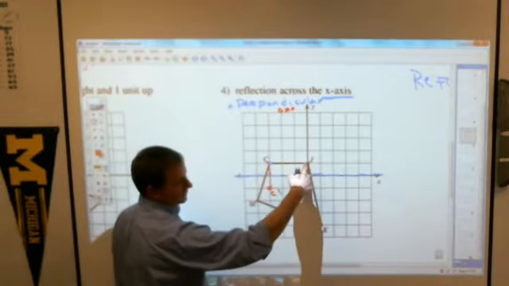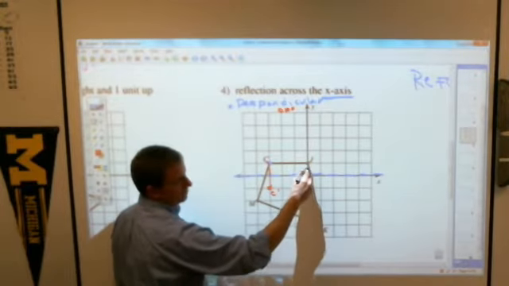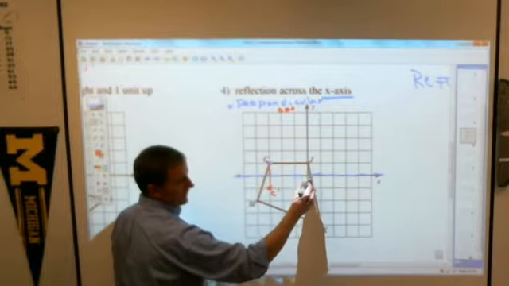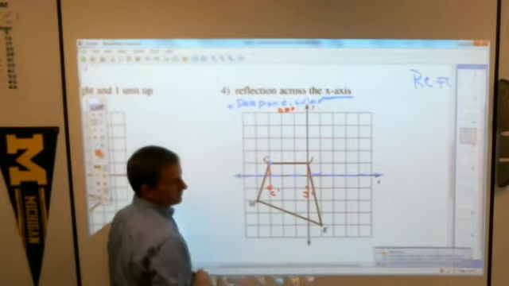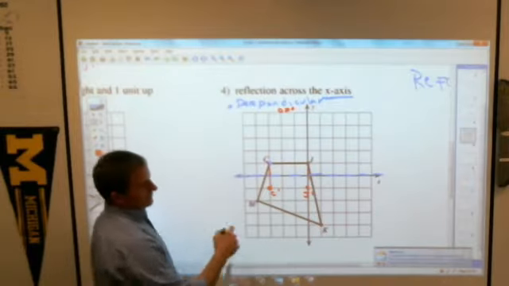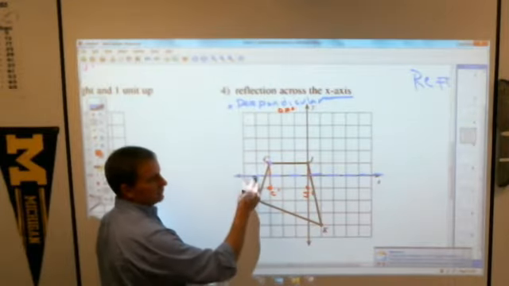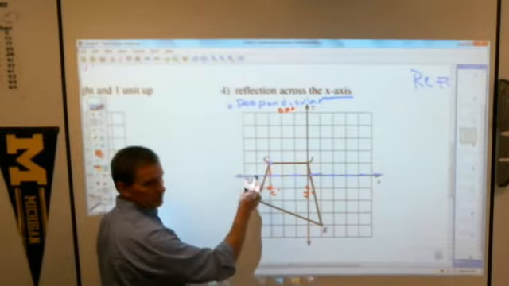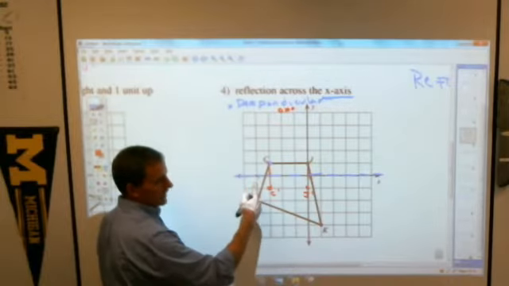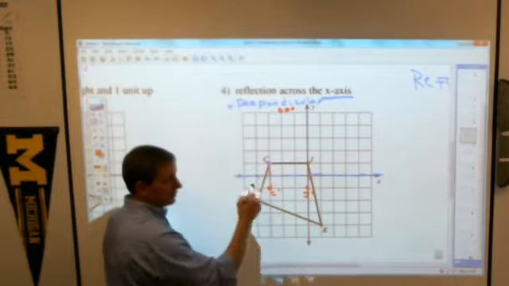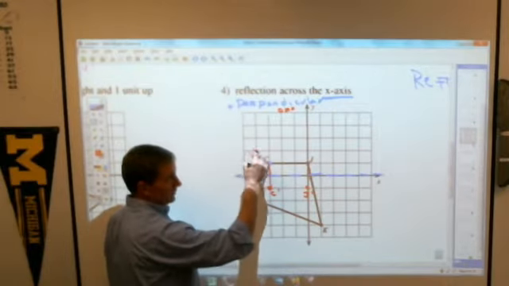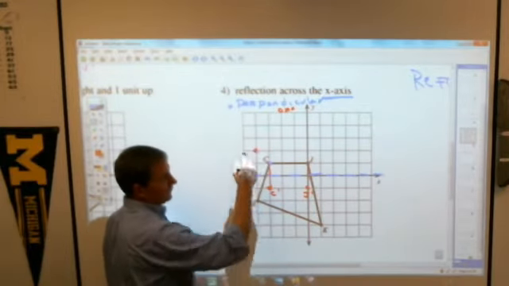If this is your letter J, it's again up 1 away from that, so you go opposite, down 1 away from it. That is your J prime. See point M? What do you do from the line to get to point M? You go down 2. So the opposite of going down 2 is to go up 2. Here is this point reflected.